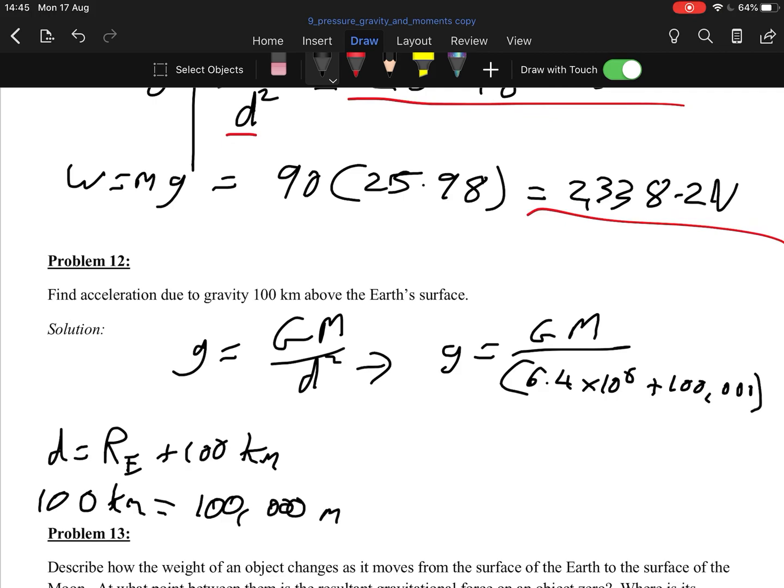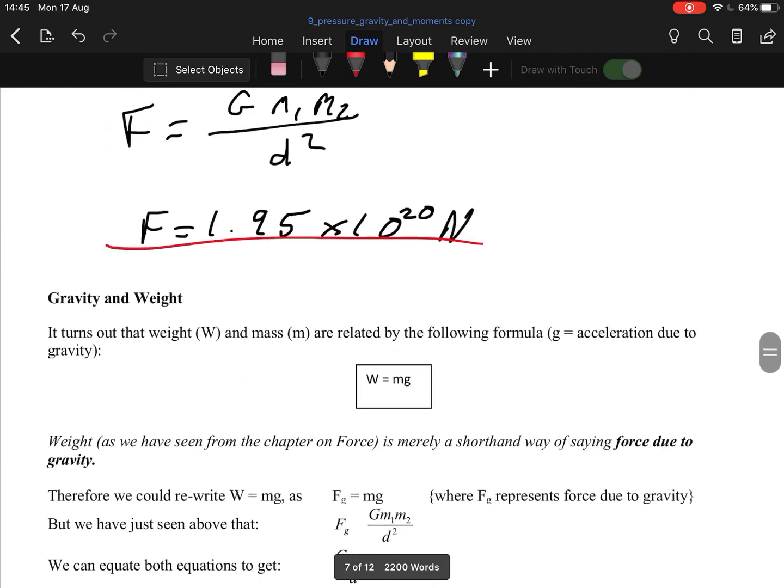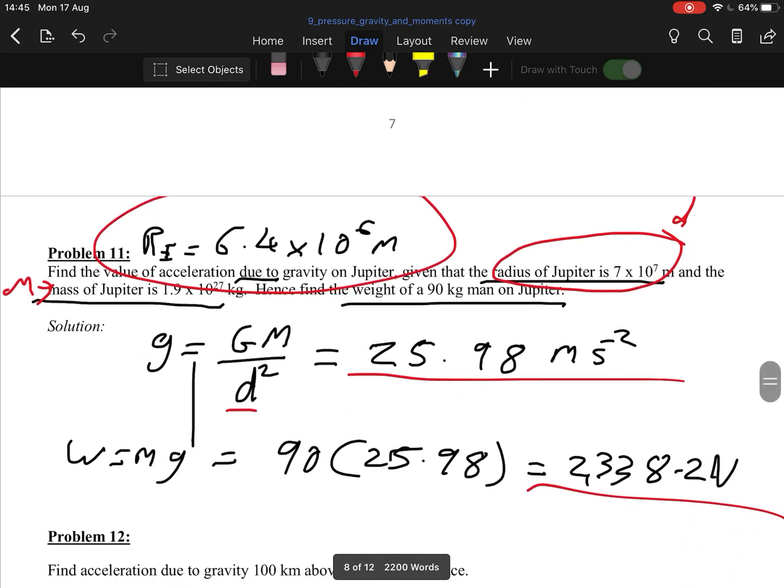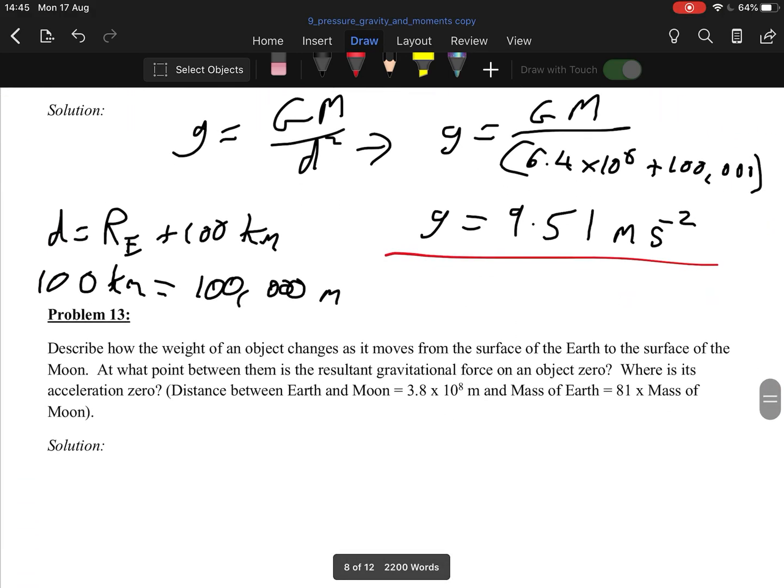So when you fire all that into the calculator, we should end up with 9.51 meters per second to the minus 2. Where am I getting the mass of the Earth? Not from this question, I mean back here: 6 by 10 to the 24. Okay? That's usually given to you in the question anyway, unless they ask you to find it.